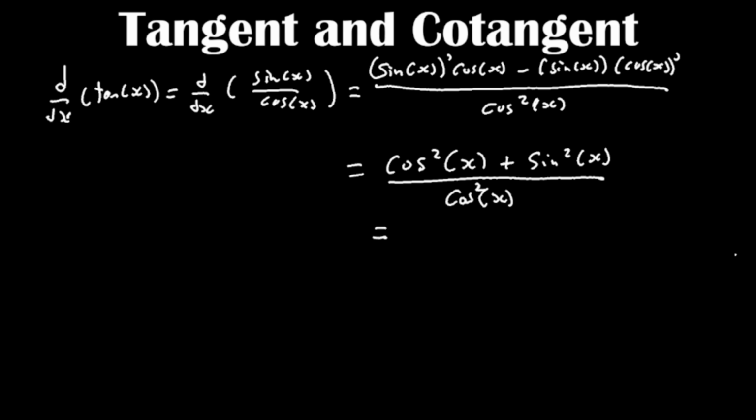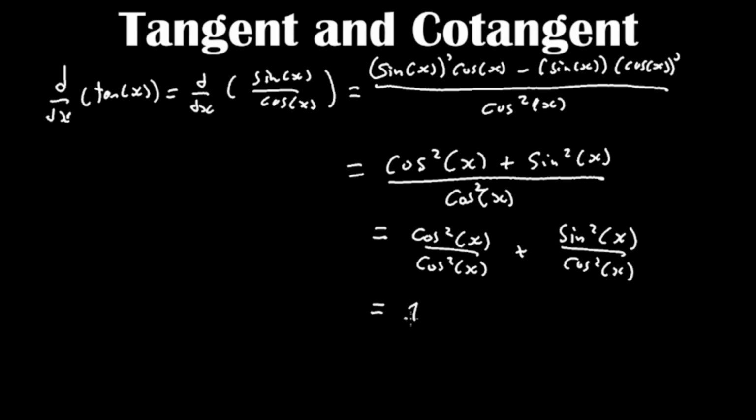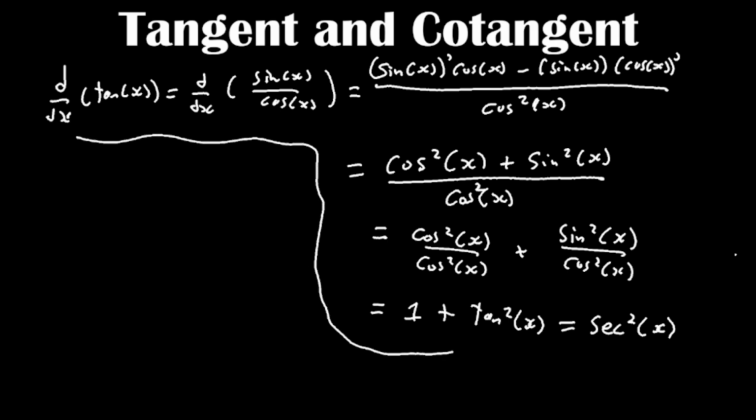Okay, so we can split this. Cosine squared plus sine squared, all over cosine squared, that's cosine squared of x over cosine squared x plus sine squared x over cosine squared x. So this becomes 1 plus, and then sine squared over cosine squared, that's tangent squared x. And using an identity, we can find that this is secant squared of x. Now, a similar argument can be made for cotangent, but I'm not going to do it here.